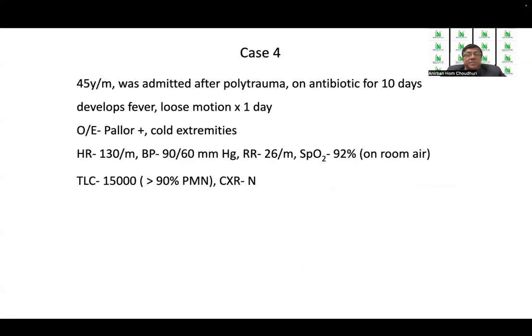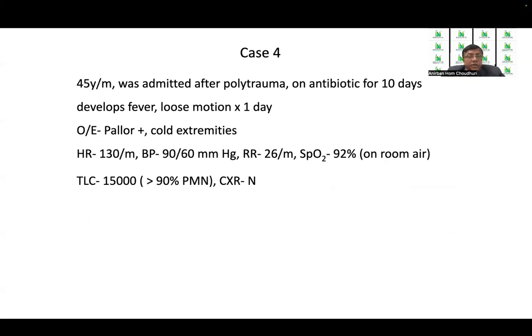Coming to another case, let us see. A 45-year-old male was admitted with polytrauma and was on antibiotics for 10 days. The patient develops fever, loose motion. On examination, he shows pallor with cold extremities. Heart rate shows tachycardia. BP shows hypotension. Respiratory rate is slightly more than normal.